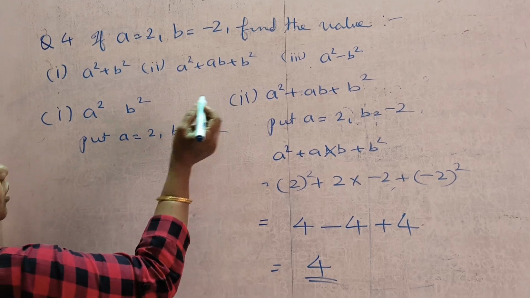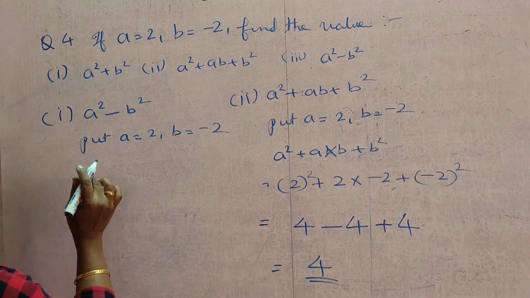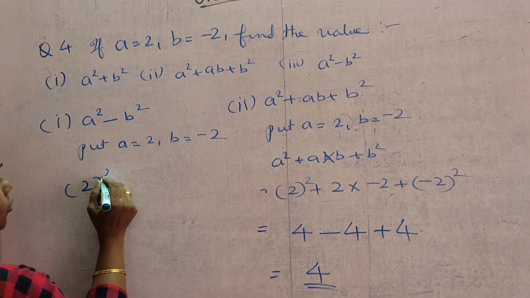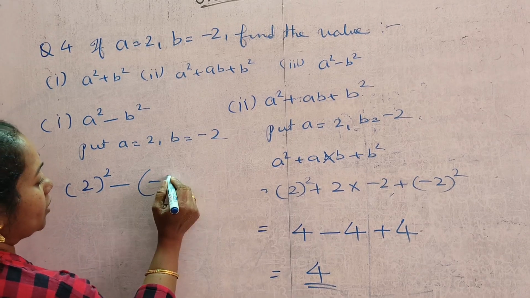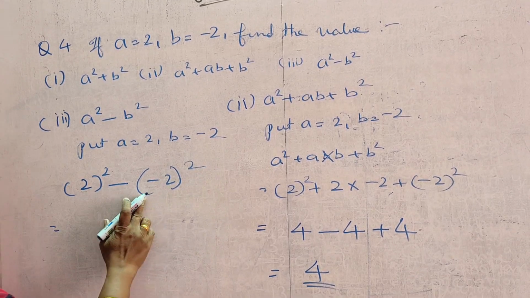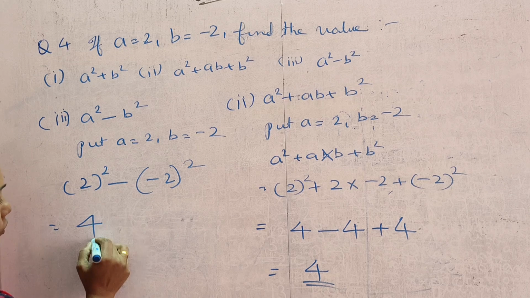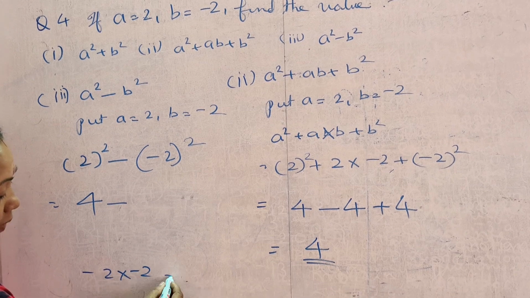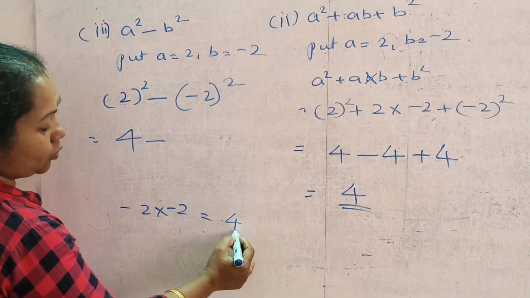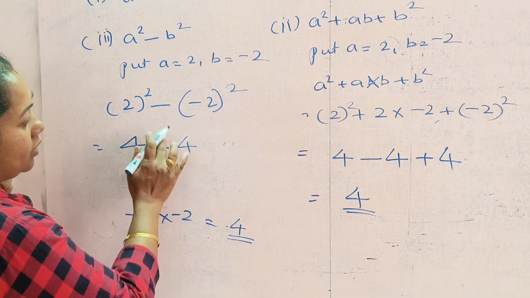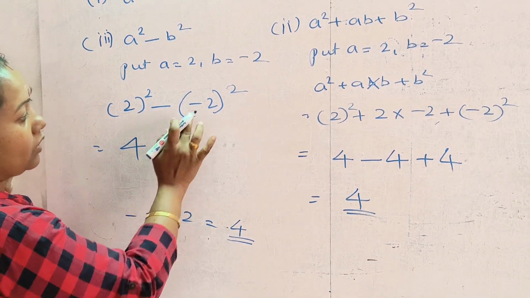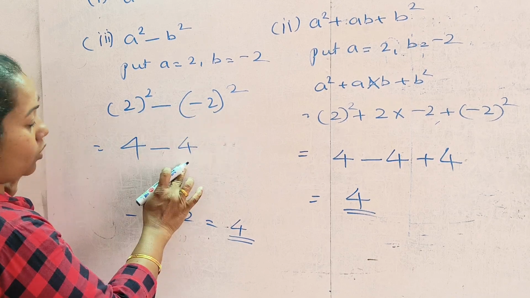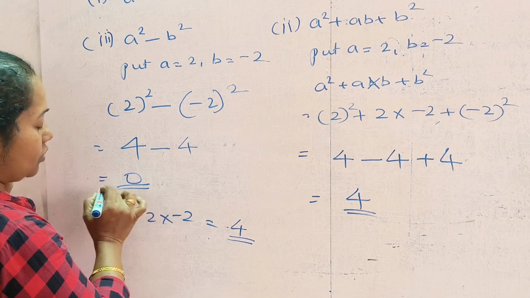Okay. Now next question is a squared minus b squared. So again put a is equal to 2 and b is equal to minus 2. So a squared means 2 squared, minus b squared means minus 2 squared. 2 squared means 4, minus minus 2 squared. Again minus 2 squared means minus 2 into minus 2, minus into minus plus, 2 into 2, 4. So we will put 4 here. Minus will be outside, that will stay the same. Inside the bracket there is minus 2 into minus 2, which is plus 4. So 4 minus 4 is equal to 0.